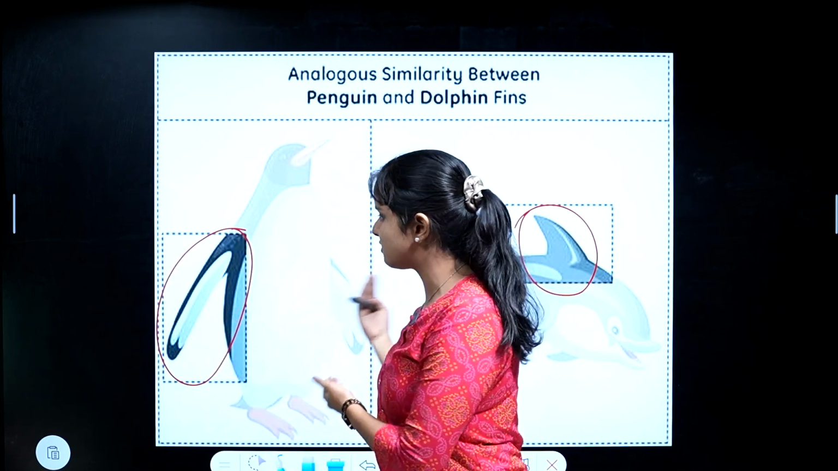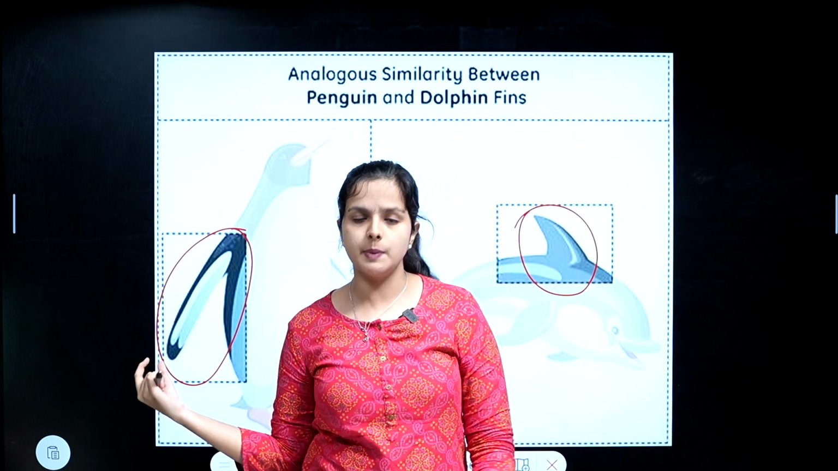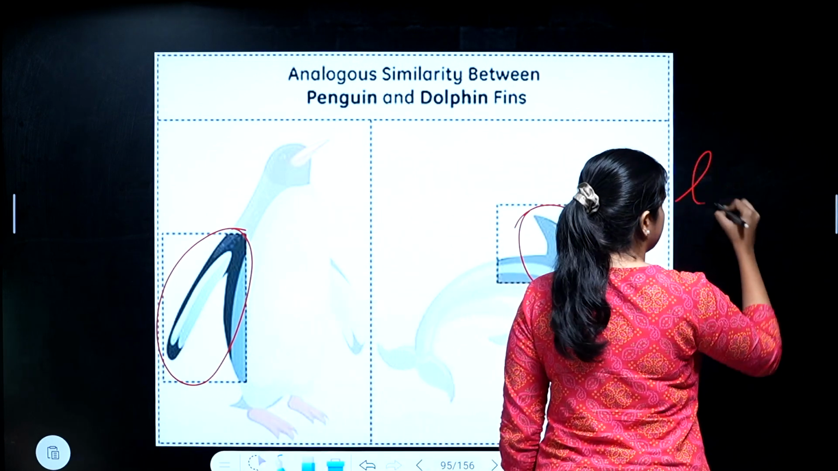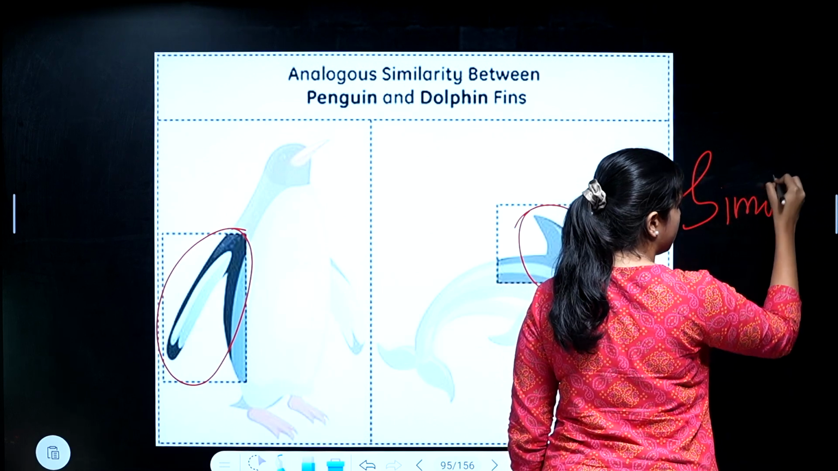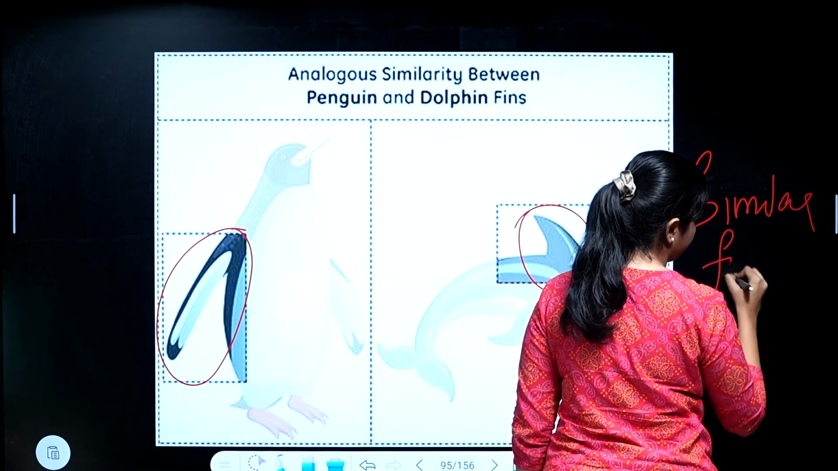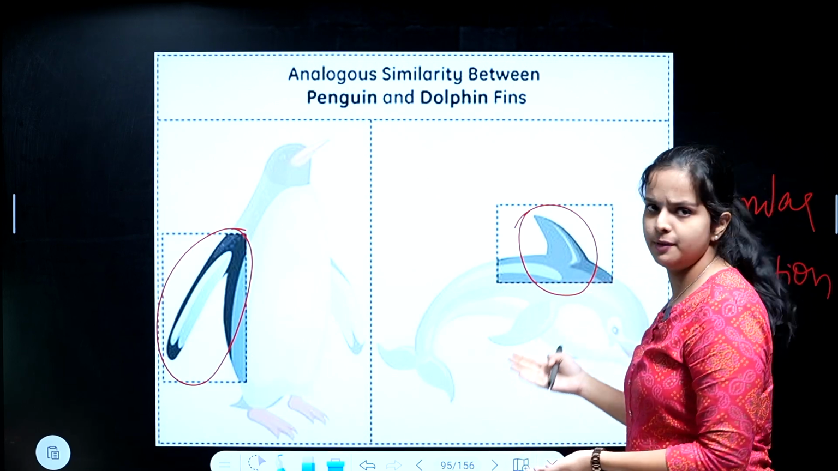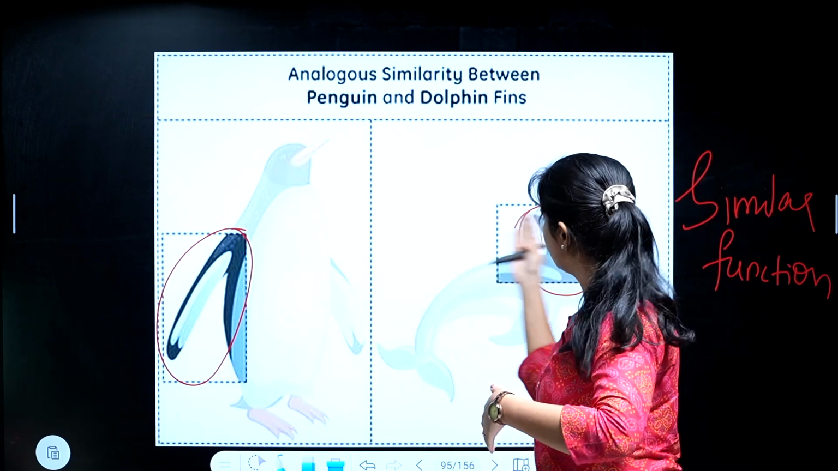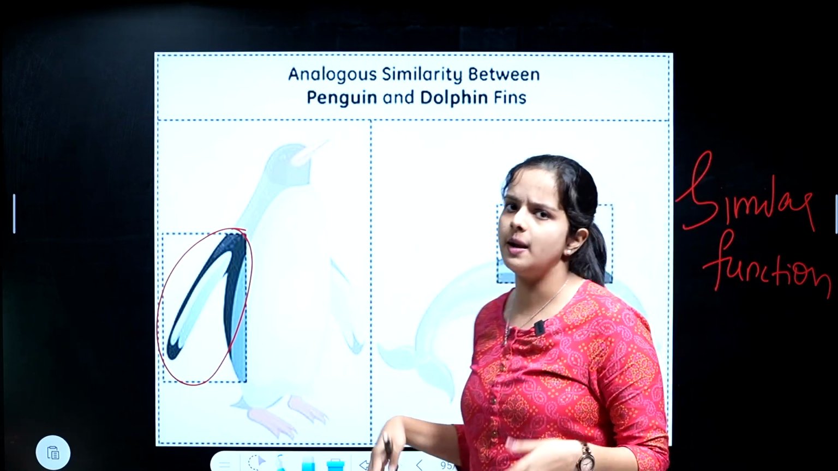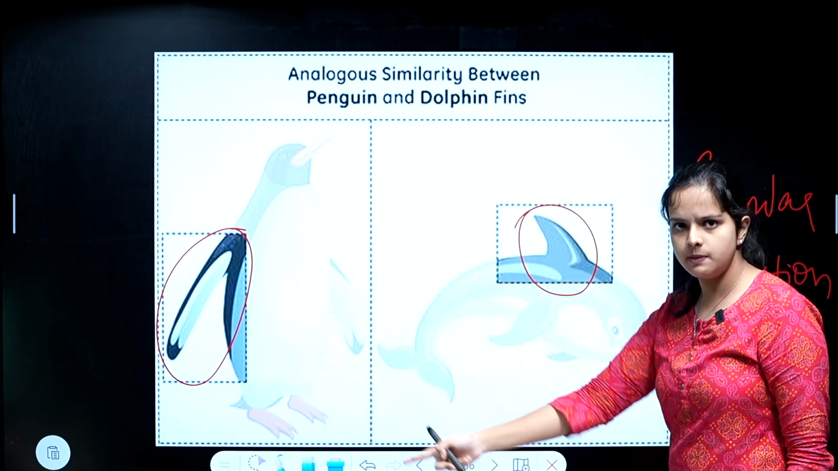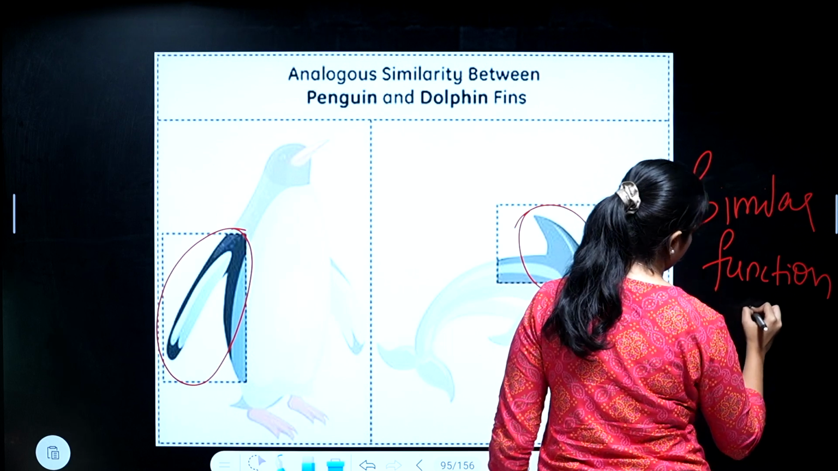They don't have a similar structure. They have a similar function. Both the flippers help them to move, help them for motility. So they have a similar function, but do you think the structure is the same? Of course not. The structure is completely different.